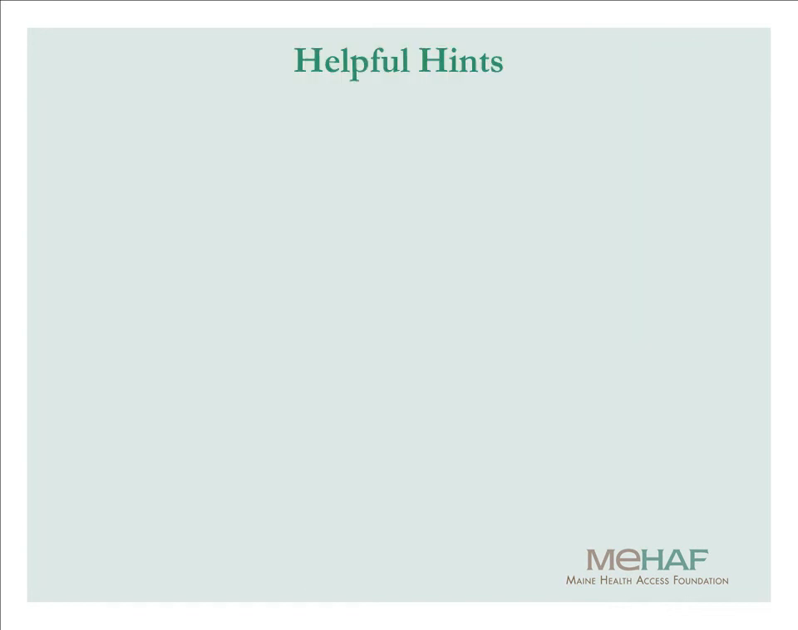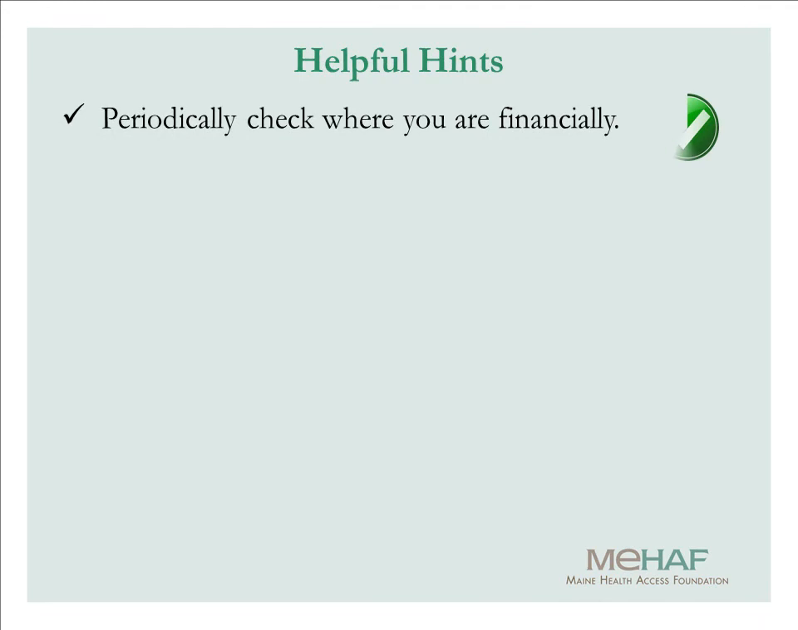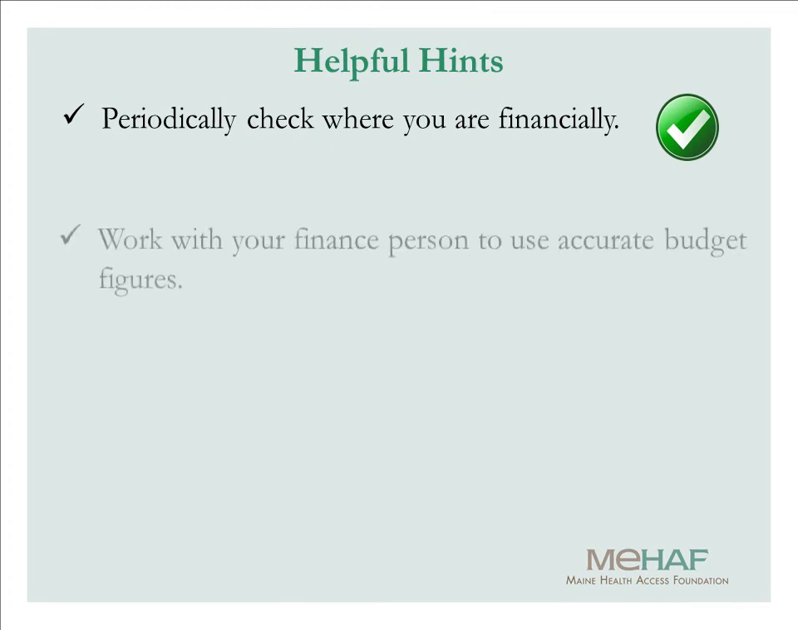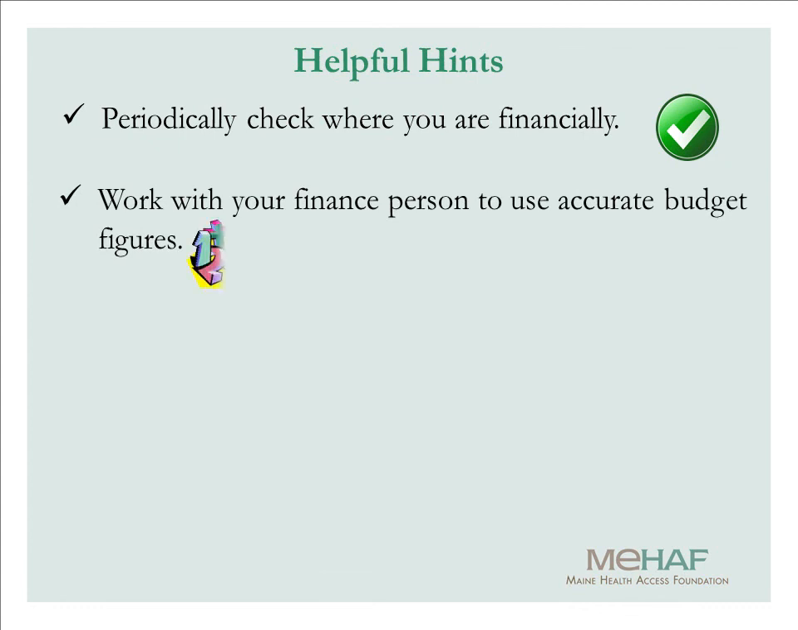Here are some helpful hints. Periodically check if your actual expenditures are in line with your approved project budget. Look at what you have spent and what you still need to spend during your grant period. Are you on track to spend all of your MeHAF funds? Work with your finance person to use accurate budget figures. Don't just plug in numbers for the sake of completing your report.